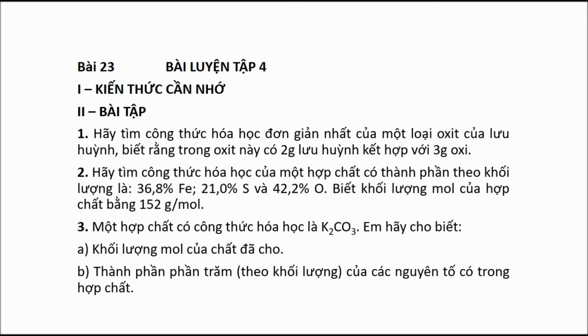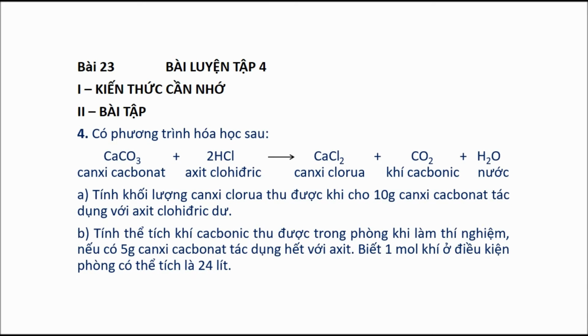3. A compound has the chemical formula of K2CO3. Calculate A. The molar mass of this compound. B. The mass percent of element components of the compound. 4. A chemical equation is as follows: CaCO3 calcium carbonate plus 2HCl hydrochloric acid arrow CaCl2 calcium chloride plus CO2 carbon dioxide plus H2O water.